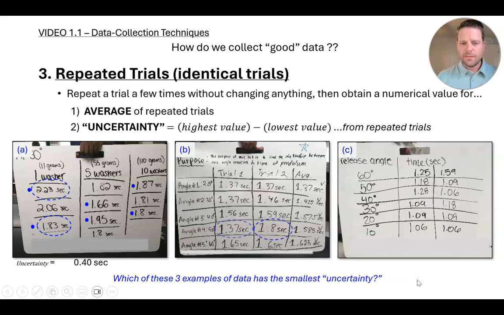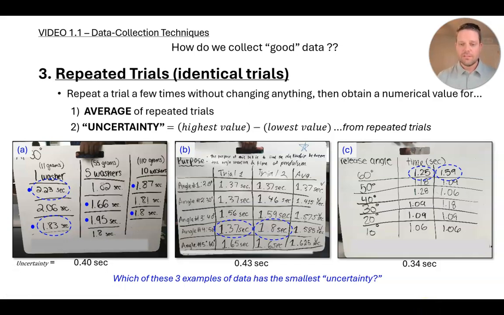In B, we have 1.8 and 1.37 down in angle number 4, the 4th data point. Those were the farthest apart compared to any of these other repeated trials. And so that's going to give me an uncertainty of 0.43 when I subtract the difference between those two. And in C, the values that are the farthest apart are going to be 1.59 and 1.25. That's going to be for the 60-degree angle. Again, the rest of them are not that far apart compared to this one on the top, which would mean that the uncertainty there when we subtract is 0.34.